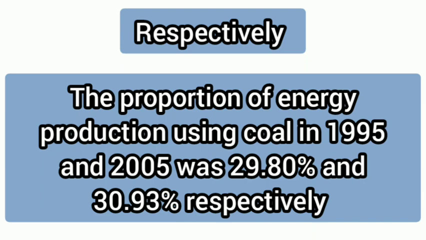So the first one is respectively. So the sentence that we have formed with this is the proportion of energy production using coal in 1995 and 2005 was 29.80% and 30.93% respectively.